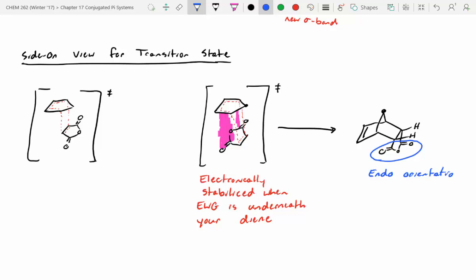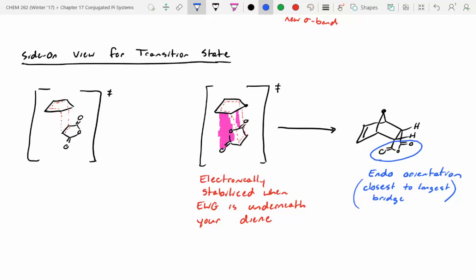So it's endo orientation. Means it's closest to the longest bridge. Typically, this endo conformation is preferred with Diels-Alder reactions. However, there are techniques to get exo favored.